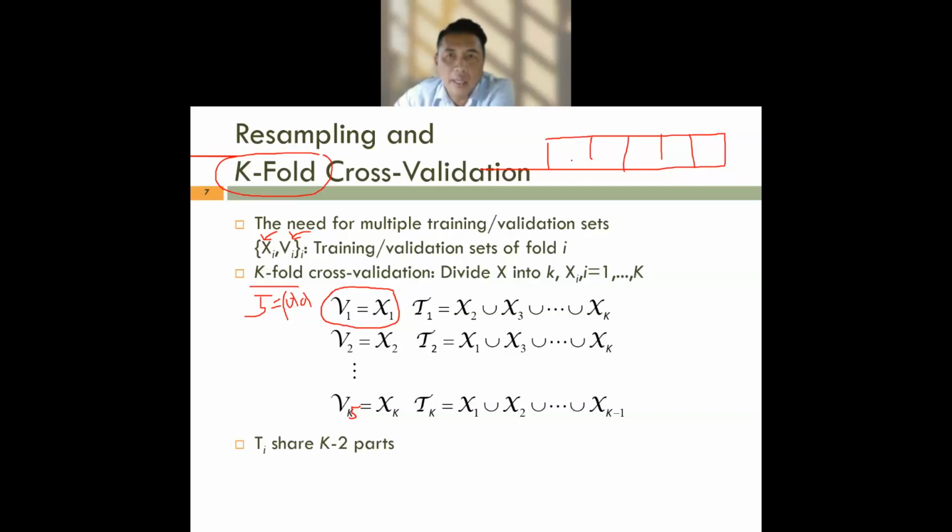Okay, so the x1 here will be used as my validation, and the rest of this will be used as my training. Okay, and then I will take this one again for my validation, and the rest will be used for training. So if we summarize that, for each of the folds I have, I will share the k minus 2 parts.